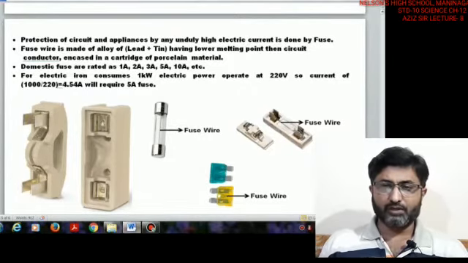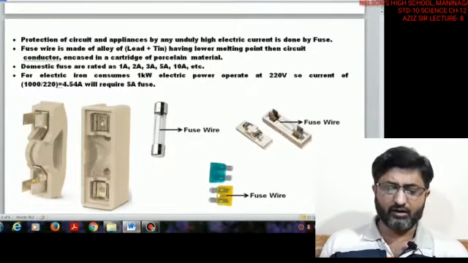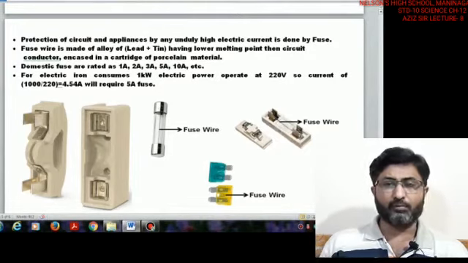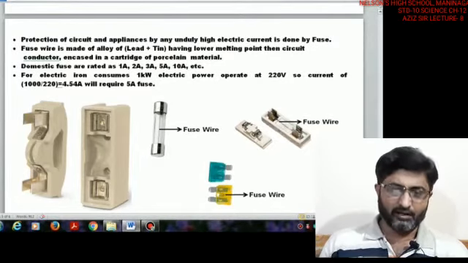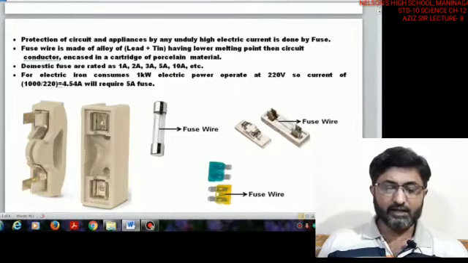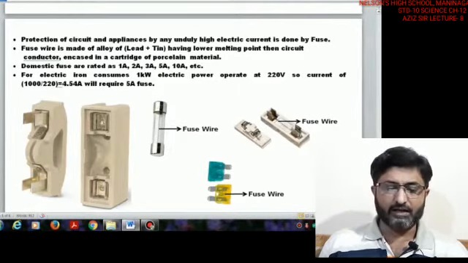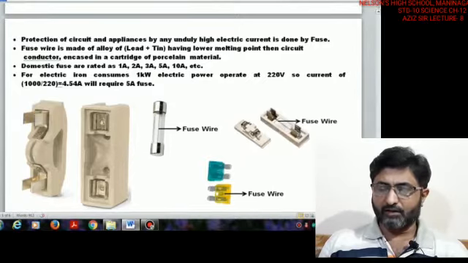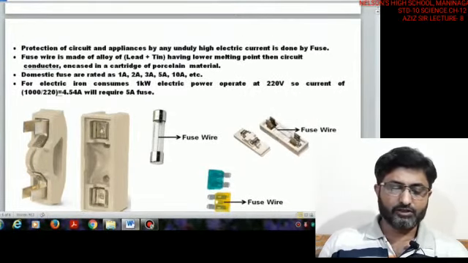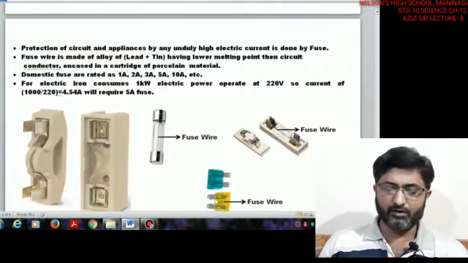So fuses are made up of tin and lead as a mixture, that is called an alloy, so that it reduces the melting point very low compared to the copper wires, maybe aluminum wires also. And it is encased in the cartridge, as you are able to see in the diagram, and this particular cartridge is made up of porcelain material.